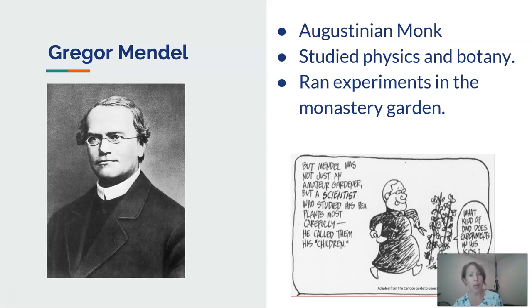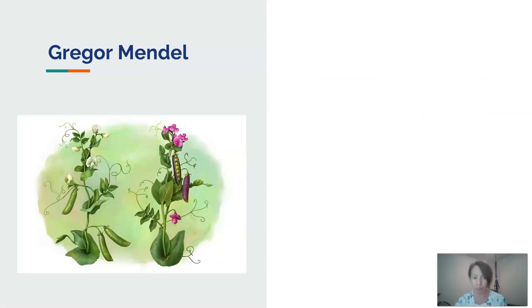So he tried to work with mice. That didn't go over so well with his fellow monks, because mice stink and they're hard to keep alive in comparison to a garden. And so he started working with pea plants, and over the course of 8 years, he ran experiments on over 10,000 plants. So this is a really rigorous, strong experiment that he performed.